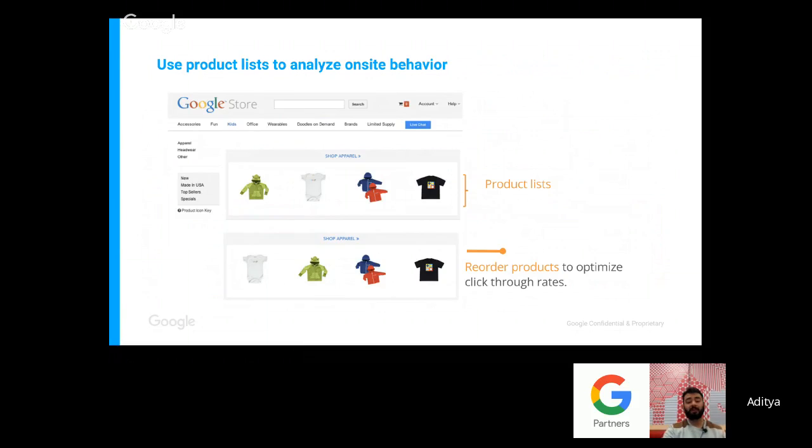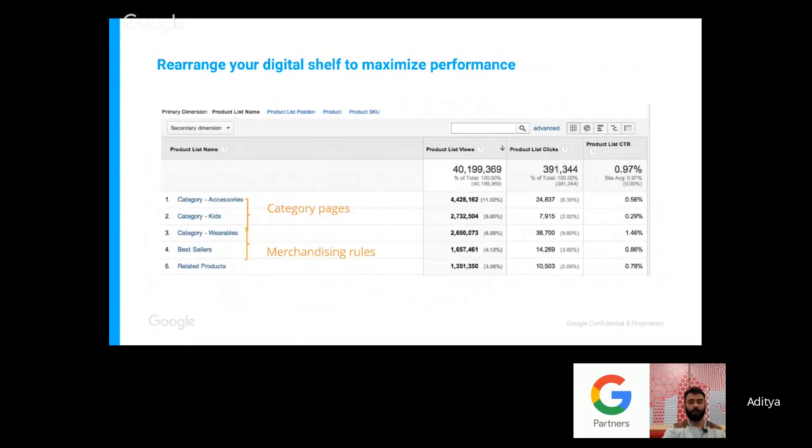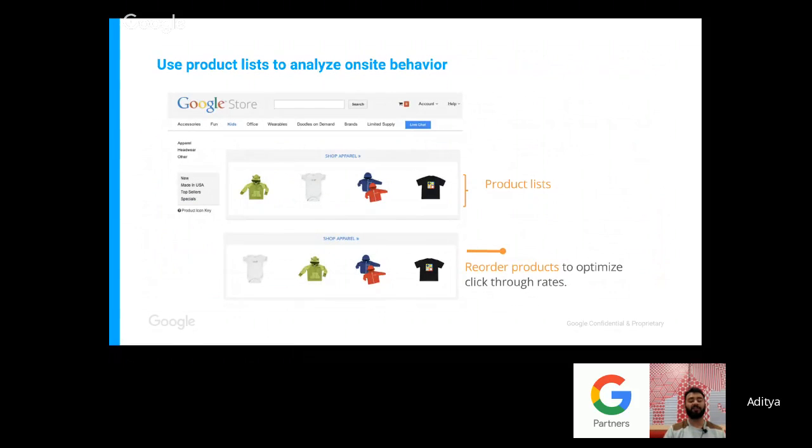Product list reports will tell you which of the lists are performing better, and hence you can say which orders are performing better. Should I show this kind of products before that kind of products, and so on. So how do you use that? You can rearrange your digital shelf to maximize performance. So this is your digital shelf where you've shown a list of products one after the other. You can rearrange to see which combination is working the best.